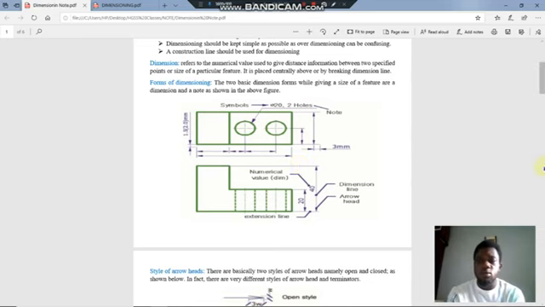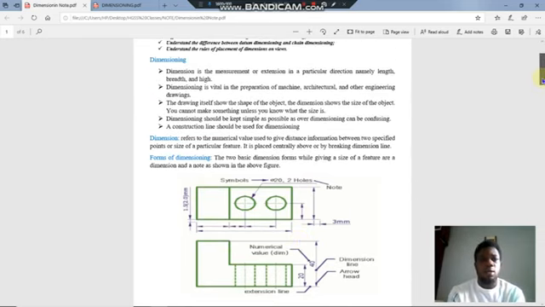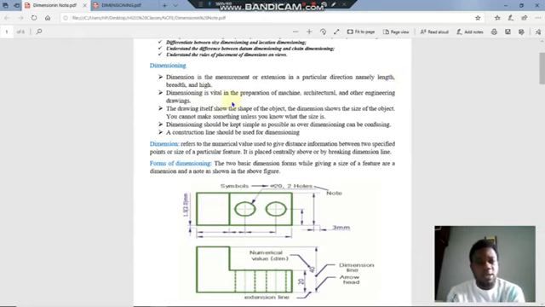So dimension is vital in preparation of machine, architectural, and other engineering drawings. The drawing itself describes the shape, like I said before, which you use lines basically to describe the shape of the object. The dimension shows the full size of the object, the numerical value of the object from here to here. What is it? 10, 20, 30, and all of that. Without dimensioning, we cannot actually produce anything.